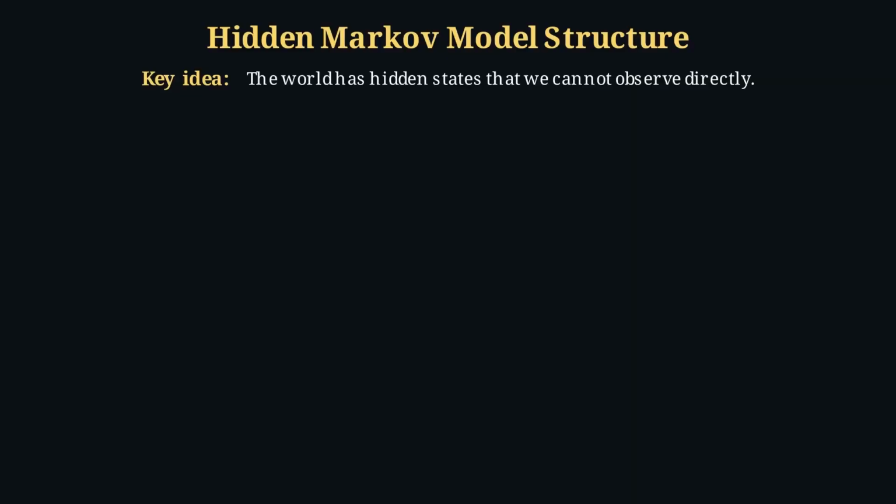To model the sequence, we use a hidden Markov model, or HMM. The intuition is simple. The world has hidden states that we cannot observe directly. Think of weather. Whether it is sunny or cloudy is hidden, and what we observe is temperature. The HMM has 3 layers.